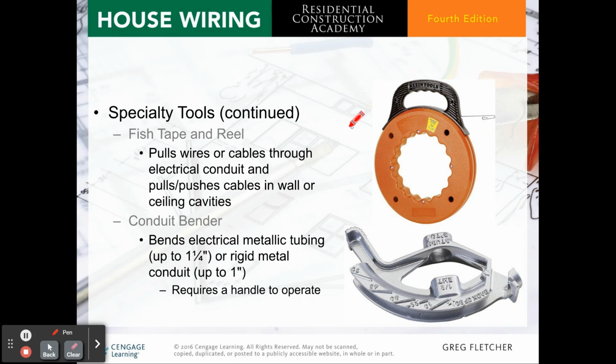Other specialty tools: fish tape reel. This allows you to pull wires or cables through electrical conduit and pulls or pushes cables in a wall or ceiling cavities. Conduit bender, that bends electrical metallic tubing, or EMT, up to 1.25 inches or rigid metal conduit, RMC, up to 1 inch. Requires a handle to operate.